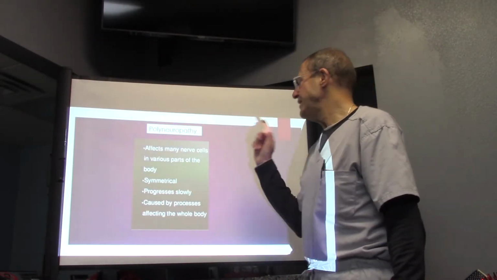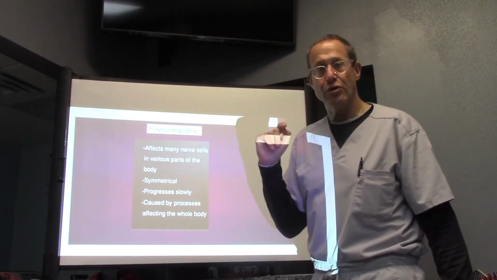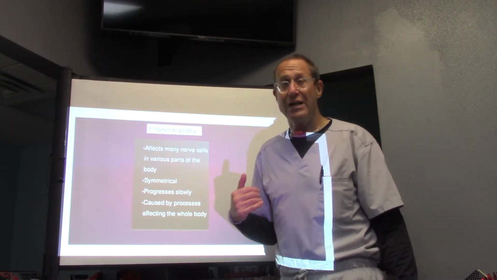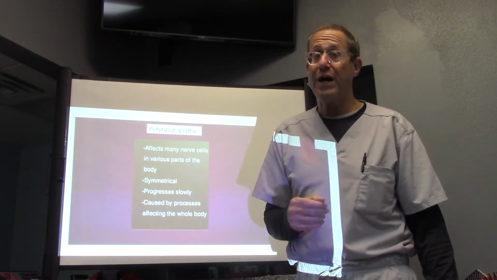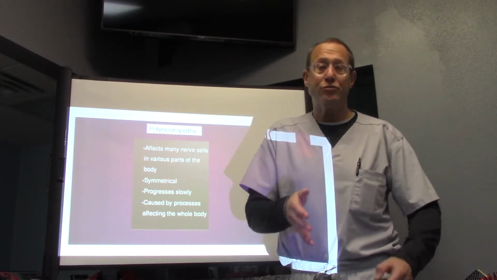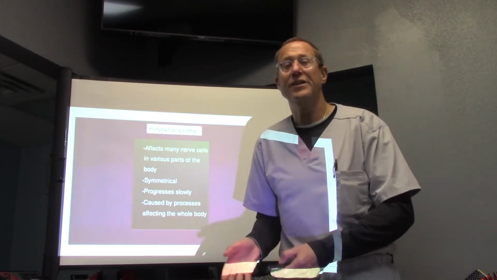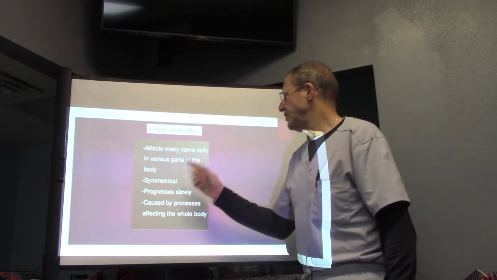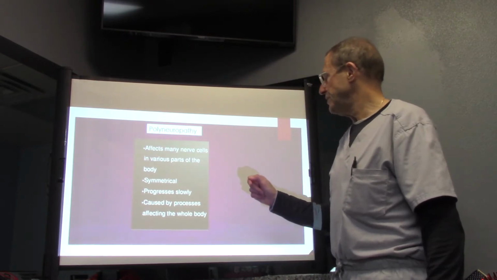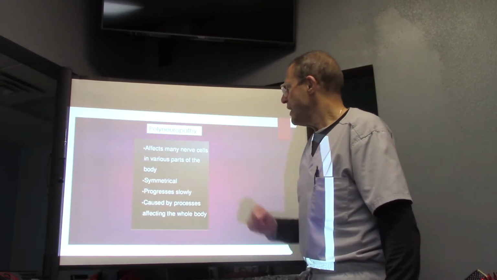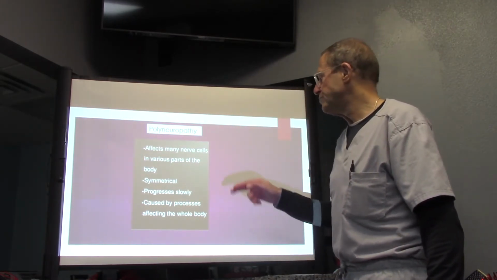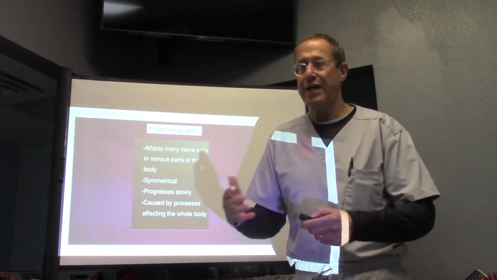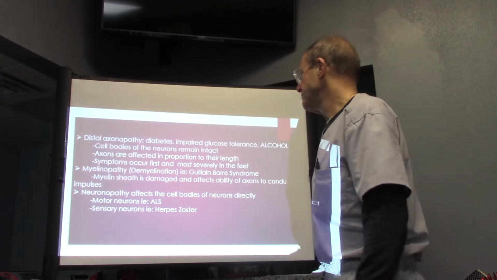Polyneuropathy affects many nerve cells. Nerve cells are called neurons, and various parts of the body. They're symmetrical, so they're bilateral. You're going to see it on both sides of the body, except in the early stages where it could start to develop in one leg, and then it'll start in the other leg, or one hand and then the other hand. But they are symmetrical. Polyneuropathy is symmetrical. It progresses very slowly, and it's caused by processes that affect the whole body, not just the leg or the arm or what have you.